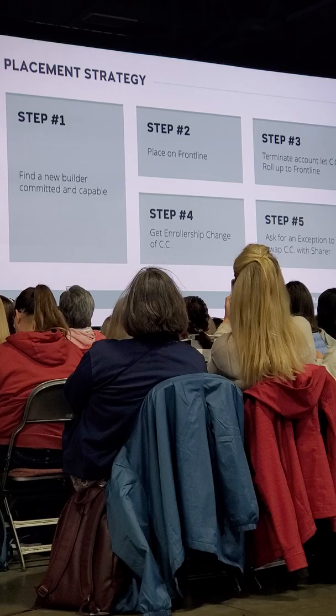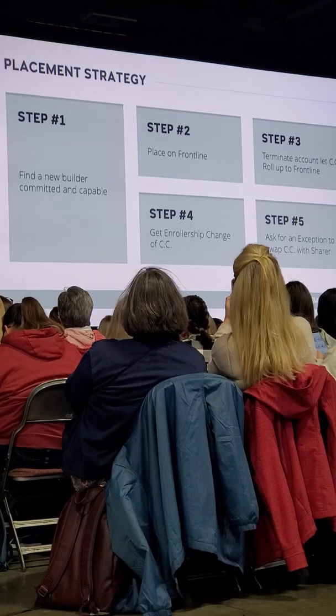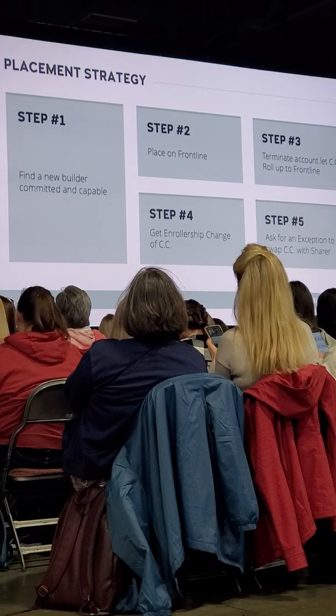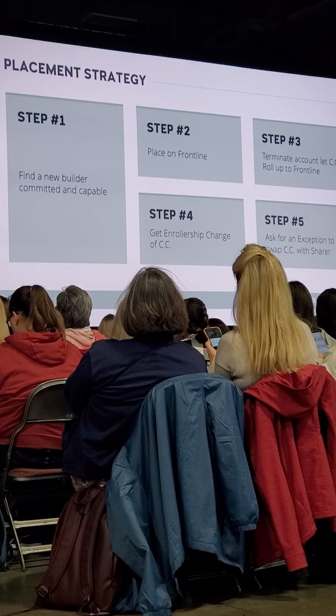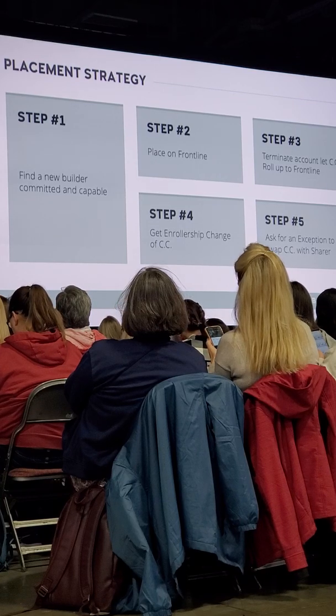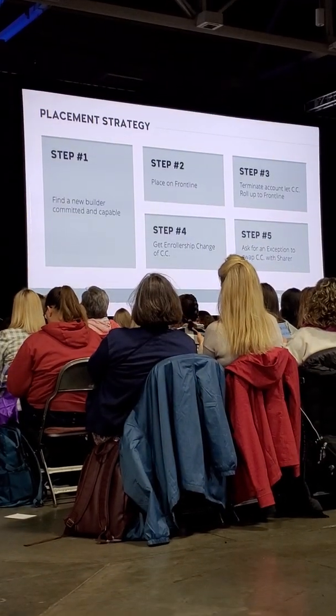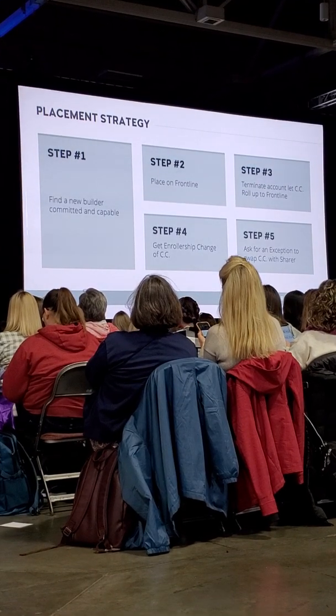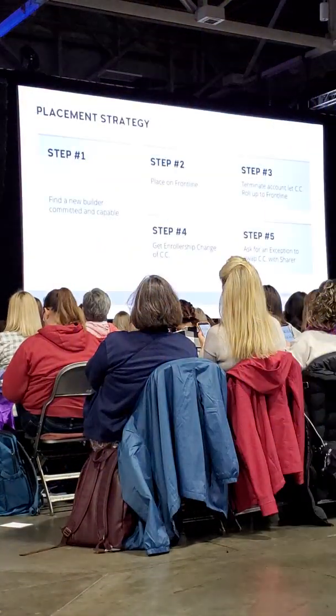Terminate. Terminate the account, let the CC roll up to front line. Step number 4, get enrollership change of CC. And step number 5, ask for an exception to swap the CC with the share. So that would be your placement strategy.